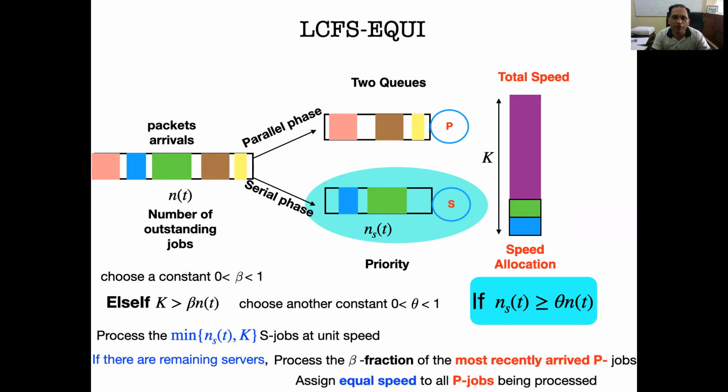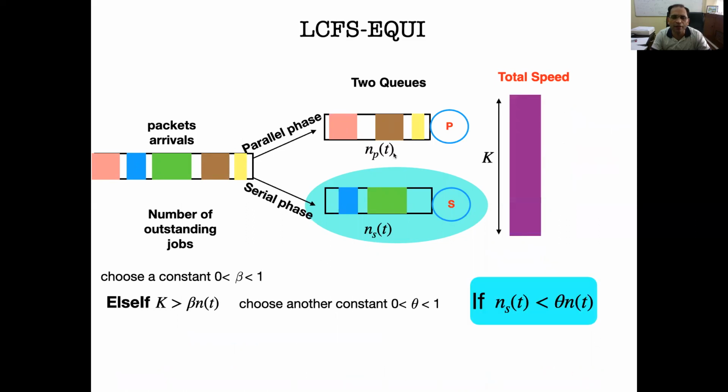And if there are remaining servers, then again from this queue, which consists of all the jobs that are in the parallel phase, we're going to pick the beta fraction of the most recently arrived jobs and assign them equal speed. So in this case, beta is 2/3. There are 3 jobs here. We're going to pick this job and assign equal speed to both of them.